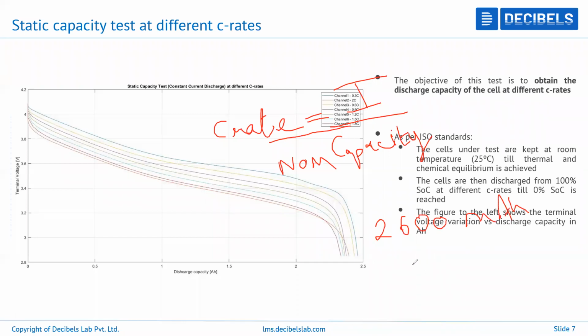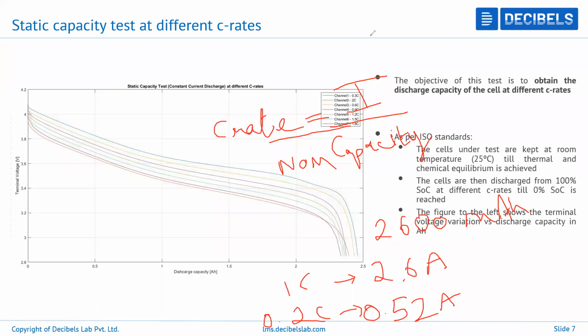Okay, so a C rate of 1 C would correspond to a current of 2.6 amps being drawn from the cell. Okay, and a 0.2 C rate would correspond to a current of 0.52 amps being drawn from the cell. Okay, so I hope this is clear. This is what the definition of C rate is.